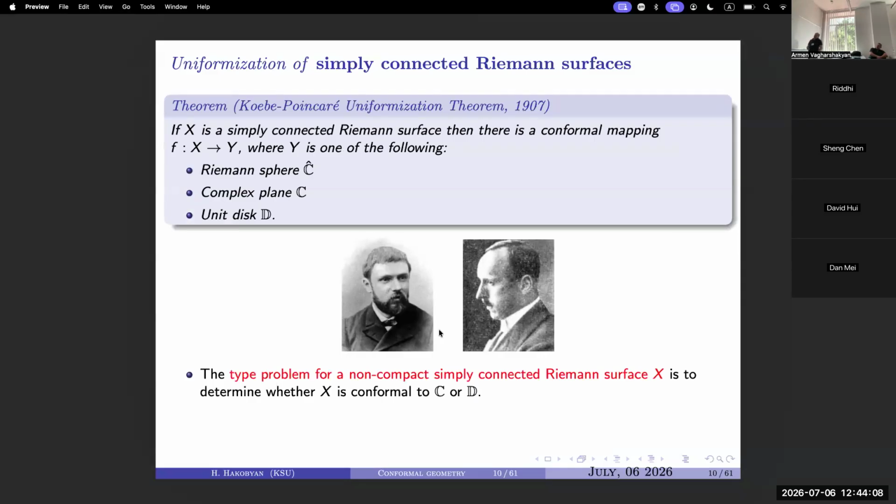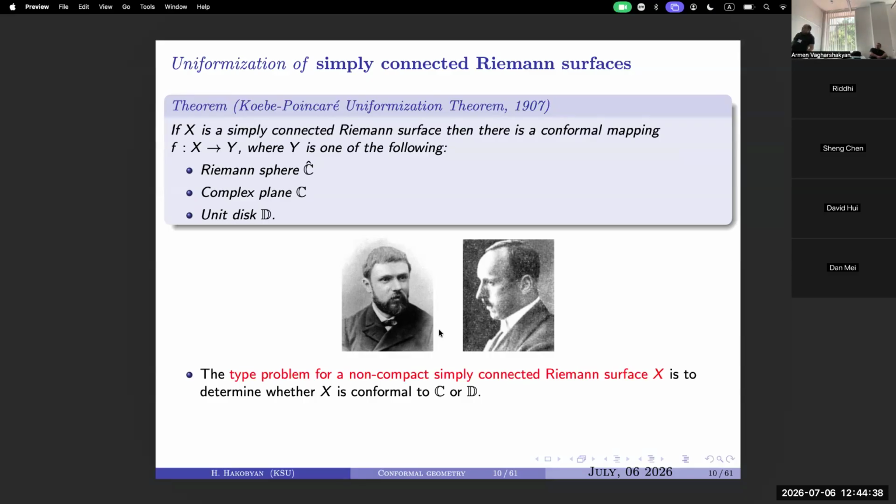So the more general version is Koebe-Poincaré uniformization, which says that any simply connected Riemann surface is one of the three: the Riemann sphere, the disk, or the plane. And of course, it's clear that the sphere is not the same as the plane or the disk, but the fact that the disk and the plane are different is a little bit trickier because they are homeomorphic, but then there is no conformal mapping by Liouville's theorem, right?